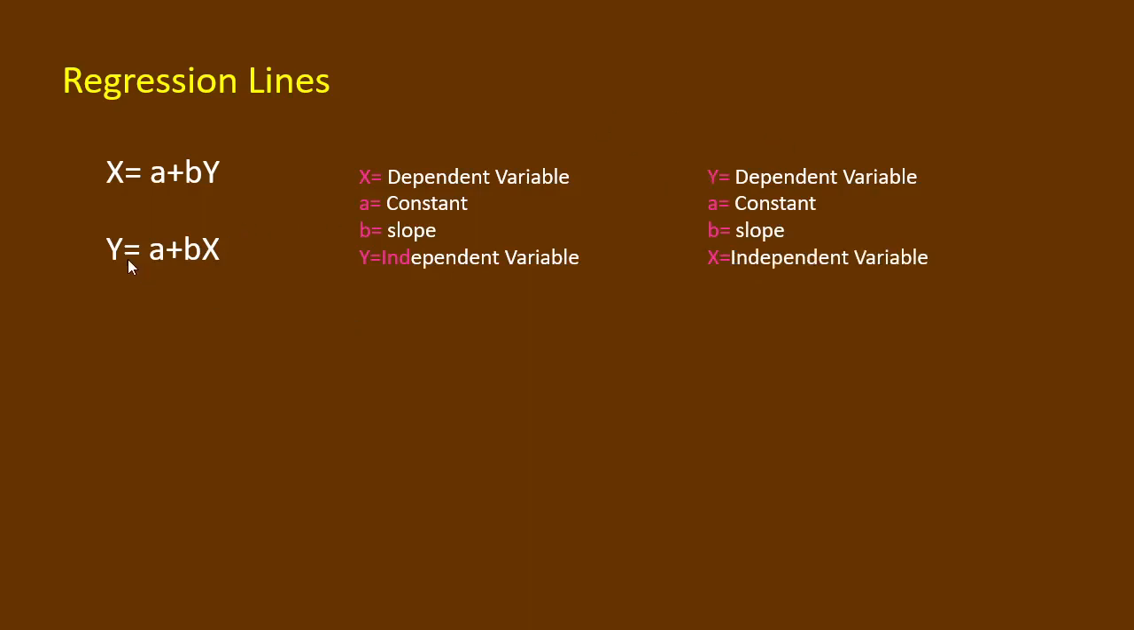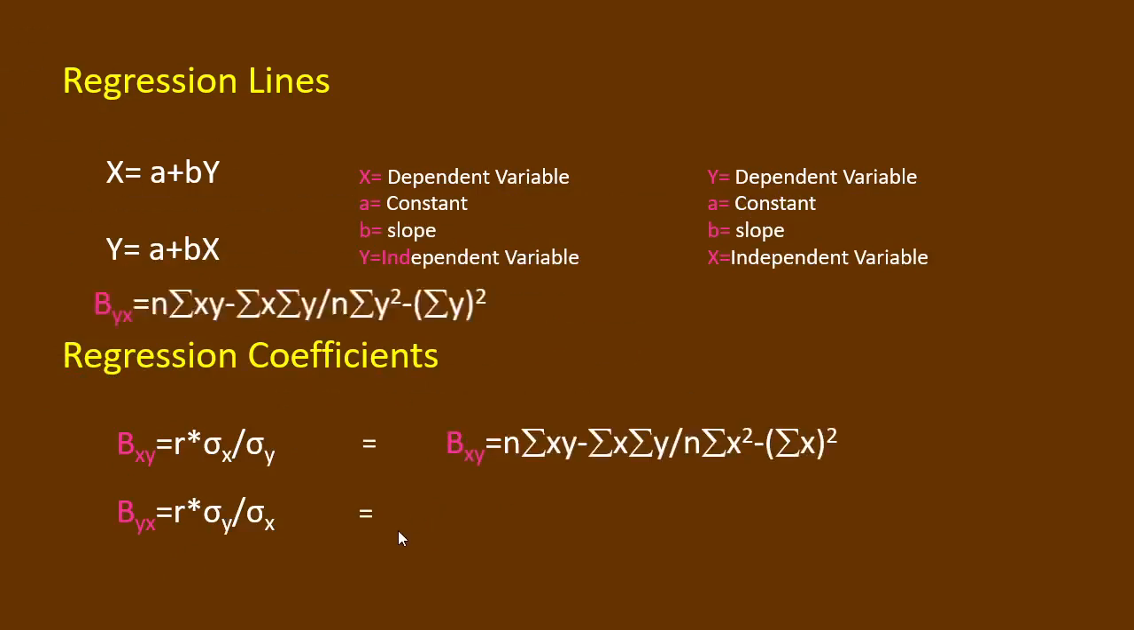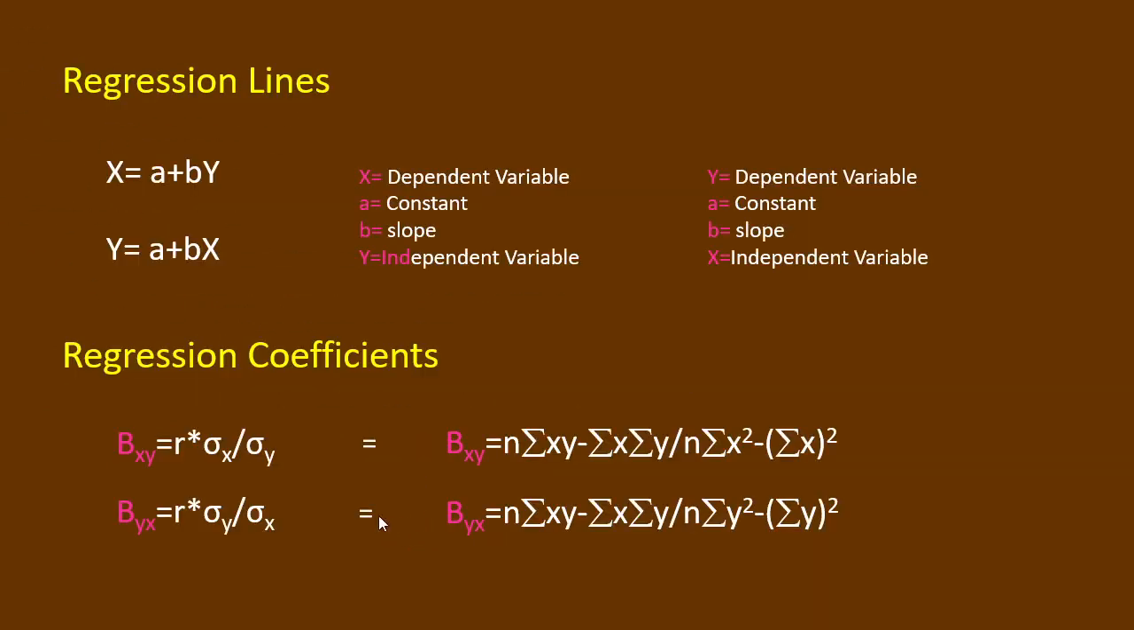Here the y value that we are going to find out is the dependent variable, a is the constant and b is the slope, and x represents the independent variable. When we know the value of x, we are going to find out the value of y. And when we know the value of y, we are going to find out the value of x. And the last form is regression coefficients, bxy and byx, the formulas which we already saw in regression equations. So either we can use this formula or this one depending upon the situation.